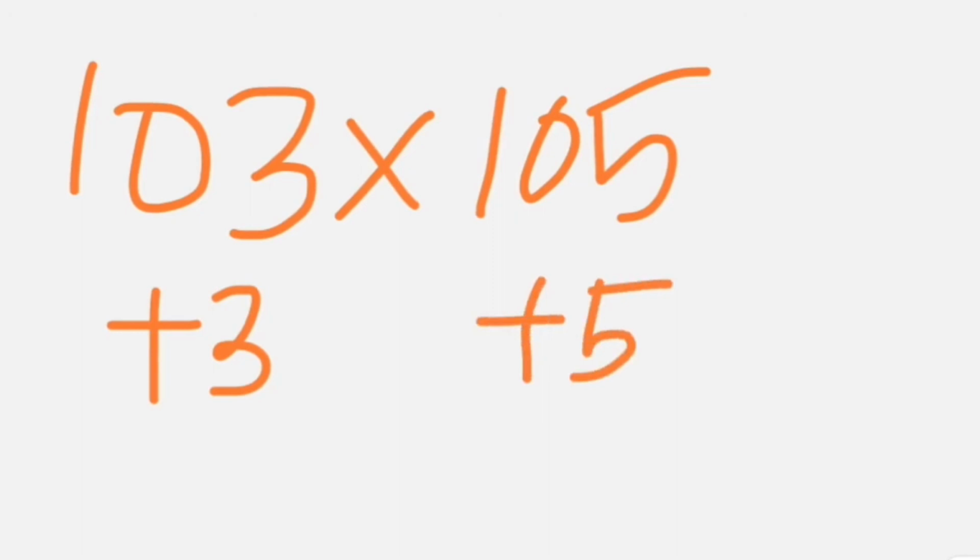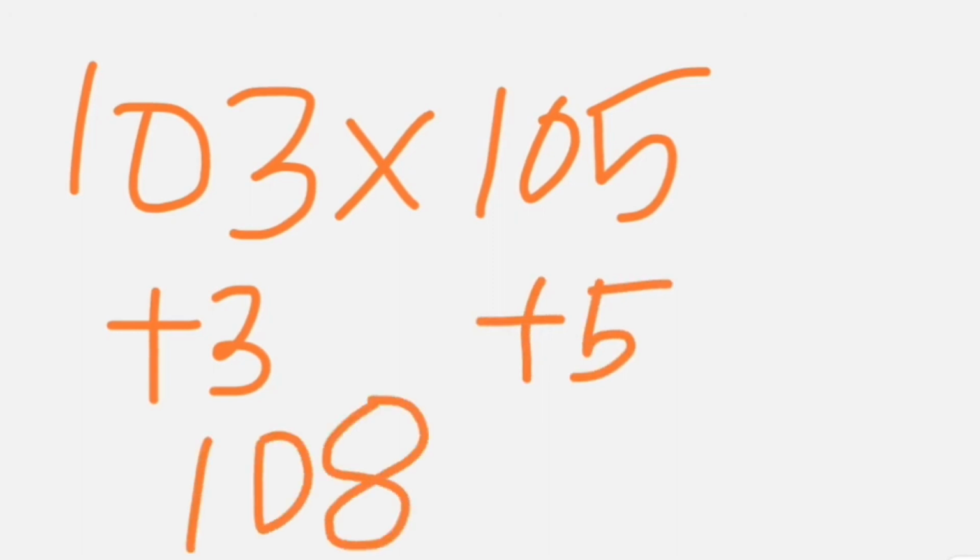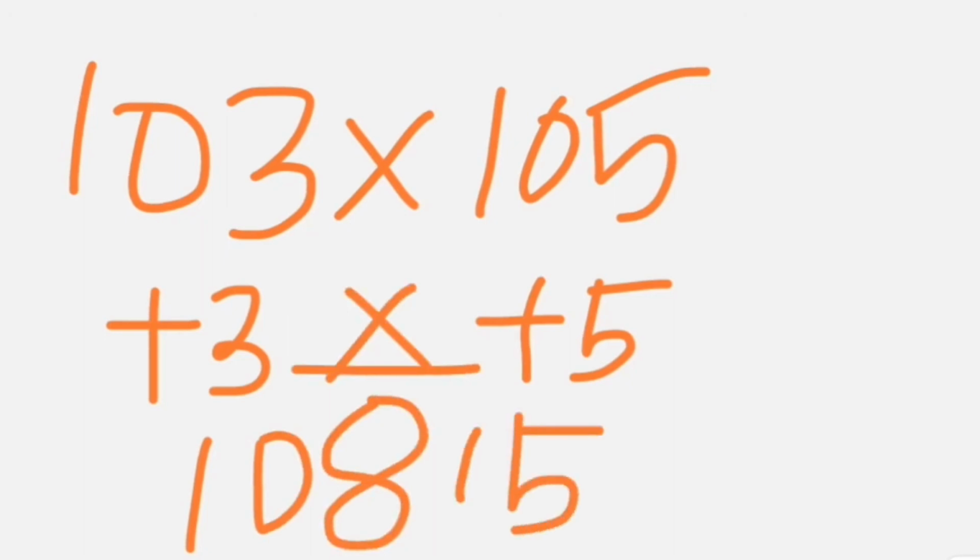So add plus 3 to 105, it would be 108. We get one part of our answer. So just multiply these two numbers. Plus 3 into plus 5 would be 15. So this is our final output. So 103 into 105 would be 10815.